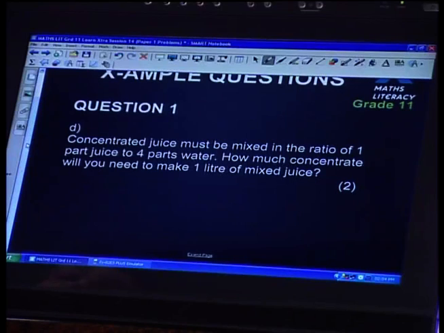Concentrated juice must be mixed in the ratio of 1 part of juice to 4 parts of water. How much concentrate will you need to make 1 liter of mixed juice? All right, you all know what concentrated juice is, okay?